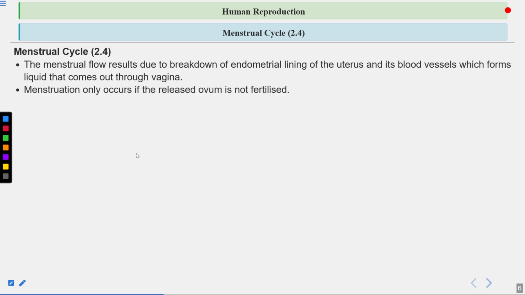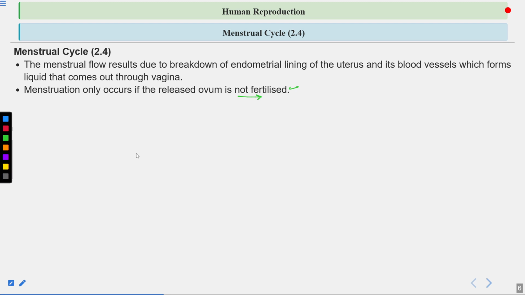Now, menstruation only occurs if the released ovum is not fertilized. So this bleeding will occur only when the egg is not fertilized, meaning there is no fusion of the male and the female gamete. Now, why does this happen? We'll talk about this also. Why does the endometrium break? Why does it become very thin and then break?